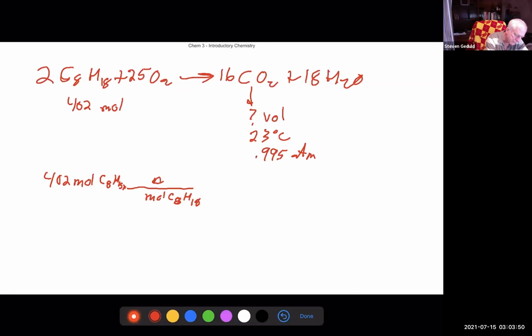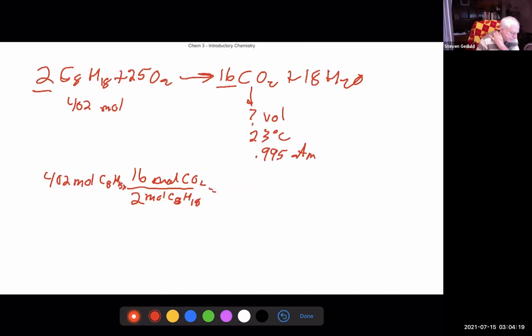Moles of CO2 to moles of octane, what's your relationship? Moles of CO2 is 16, moles of octane is 2. Now I do realize that's 8 to 1, but I always leave it like that when I do my math so I can always go back and double check. I can look at my chemical formula and see it says 16 and 2, just to make sure I did everything right. That's as far as I want to go. I want moles of CO2.